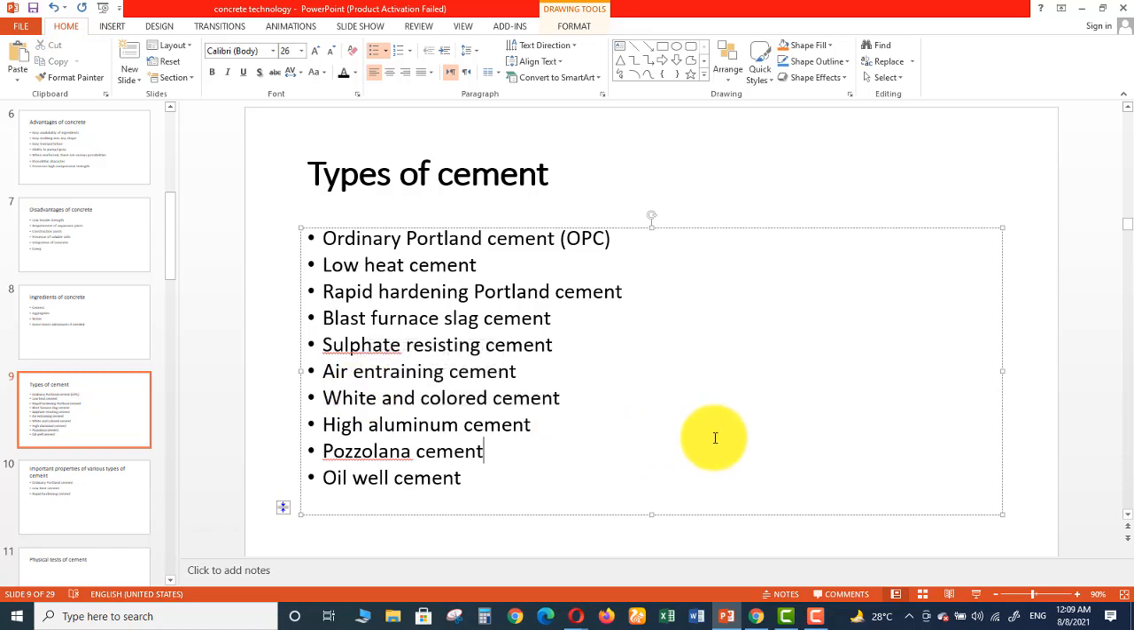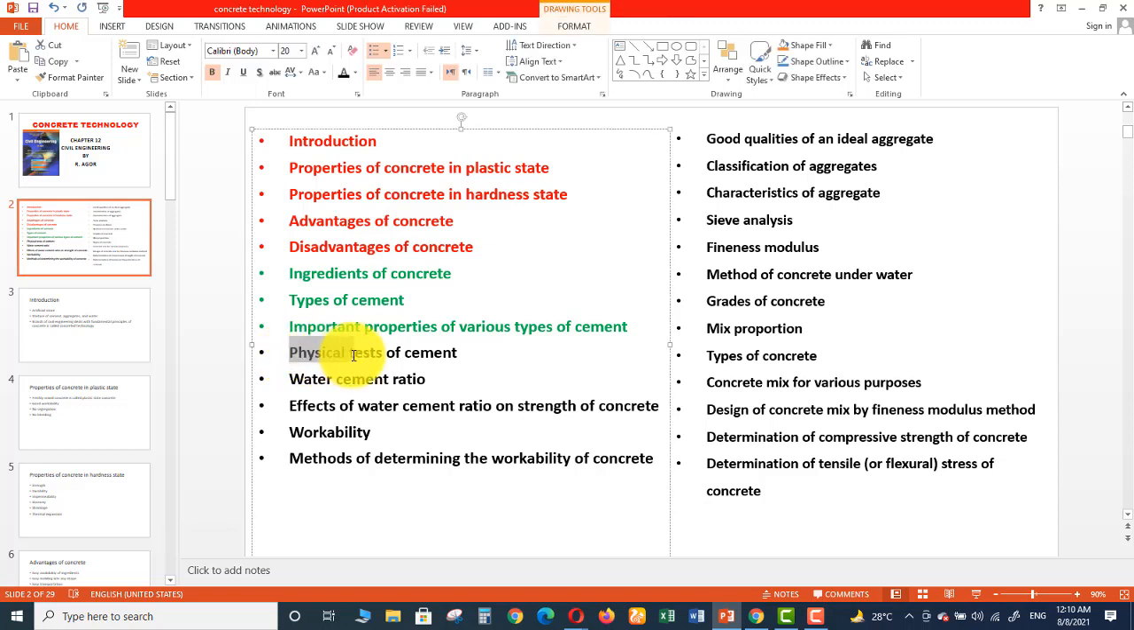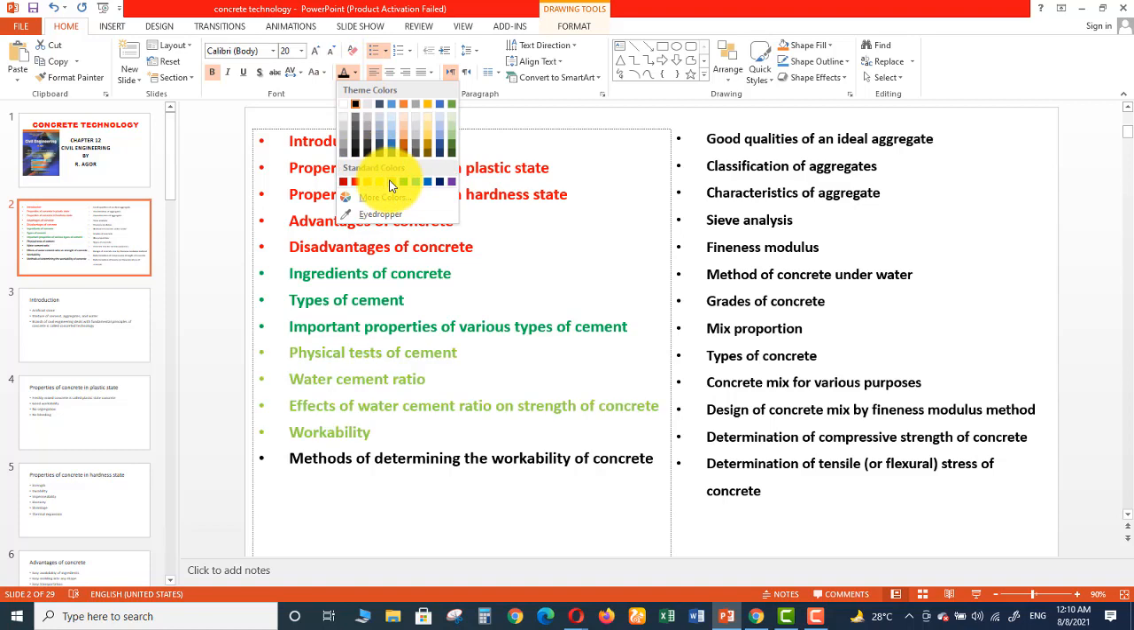So these were the types of cement and their properties and their uses. So that's it for today's video. In the next video, I guess we are going to cover the next few topics, which are physical tests which we use for cement, and then water cement ratio and the effect of water cement ratio on strength of concrete, and then workability. We will cover these topics in the next video.